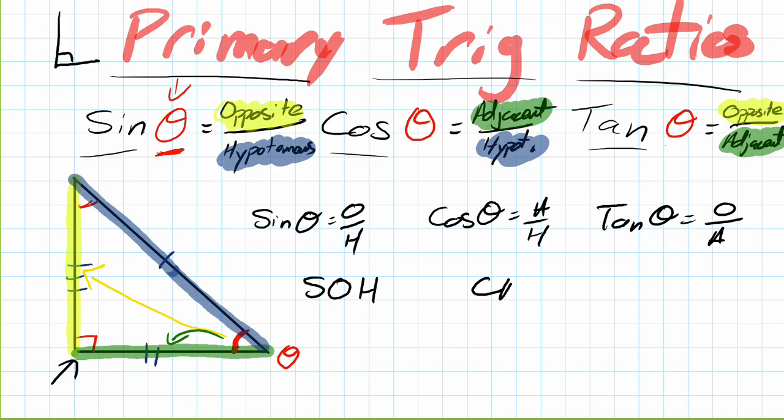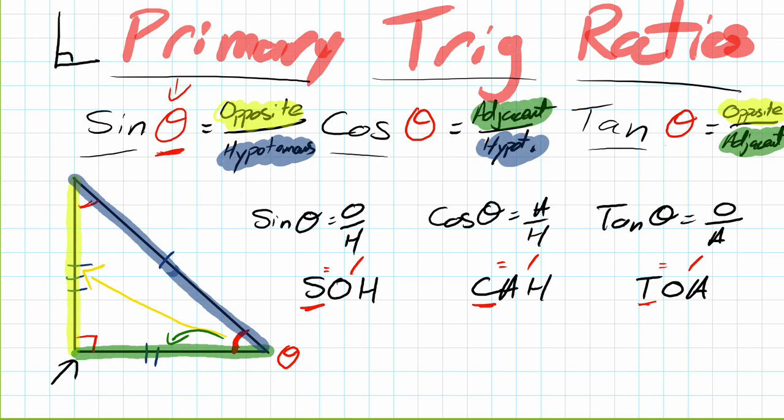SOH CAH TOA. And all that means is sine is equal to the opposite divided by the hypotenuse. Actually, I'm going to take that out of there not to mess it up. I'll put the division above, okay? Cos is equal to adjacent over hypotenuse, and tangent is equal to opposite over adjacent. So they call it SOH CAH TOA. That's just a way of remembering each of the three ratios.